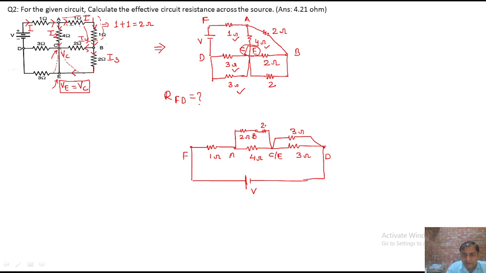This is 2 ohm. ये C और E point है हमारा. Now ये भी आपने ड्रॉ कर लिया, ये भी ड्रॉ कर लिया, बचा क्या? ये वाला 2 ohm. B से C E. C पॉइंट ये है और C E है. इसमें फिर से 2 ohm लगा हुआ है. ये 2 ohm, ये 2 ohm लग गया आपका.